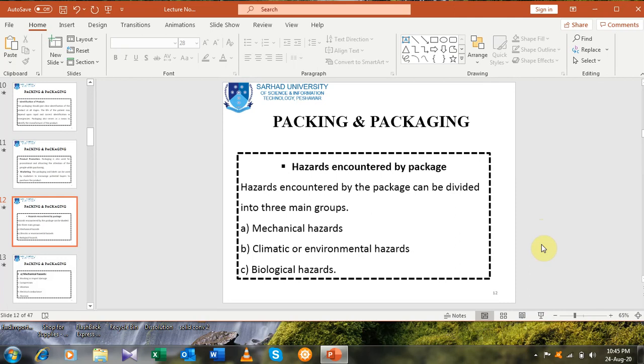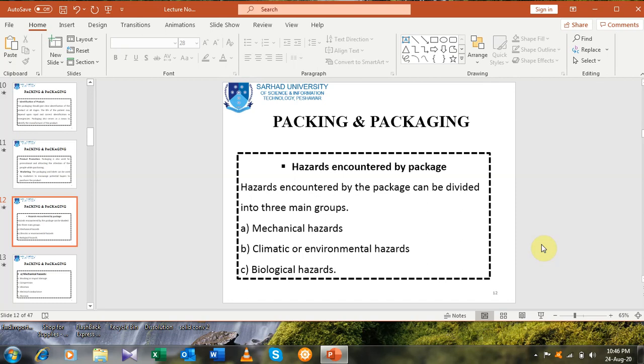Different hazards encountered by the package. Hazards encountered by the package can be divided into three main groups. The first one is mechanical hazard, the second one is climatic or environmental hazard, and the third one is biological hazard. These are the three main groups of hazard which are encountered by the packaging material.